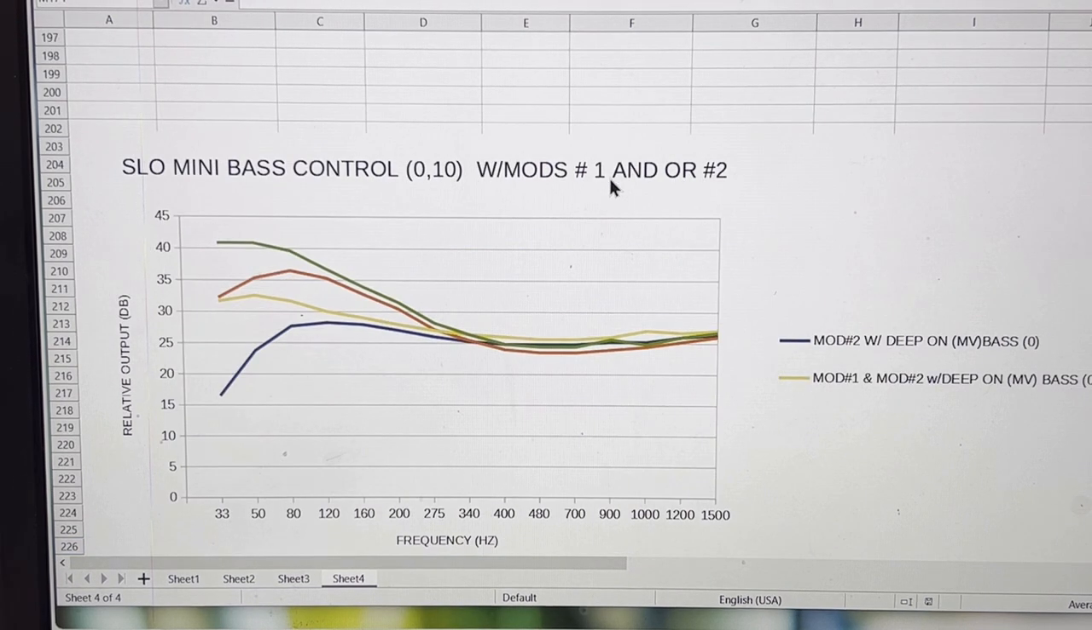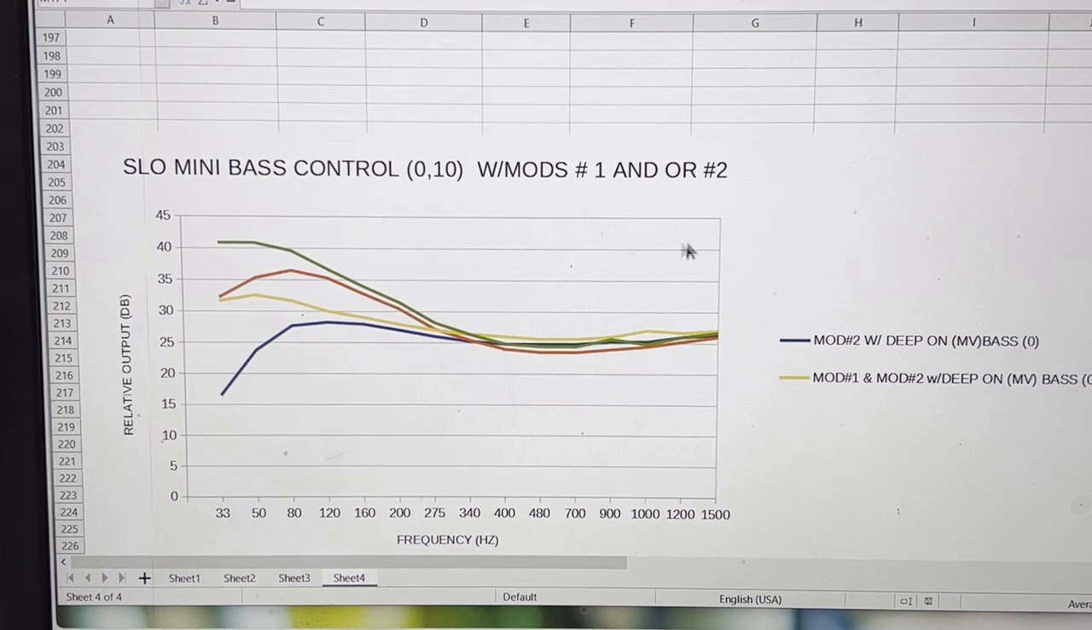In the last frequency response curve, we have the SLO Mini bass control going from 0 to 10 with mods number 1 and or number 2. Now the blue one here is mod number 2 with the deep switch in, and that is the bass at 0. Then when you turn the bass up to 10, you get this red curve.